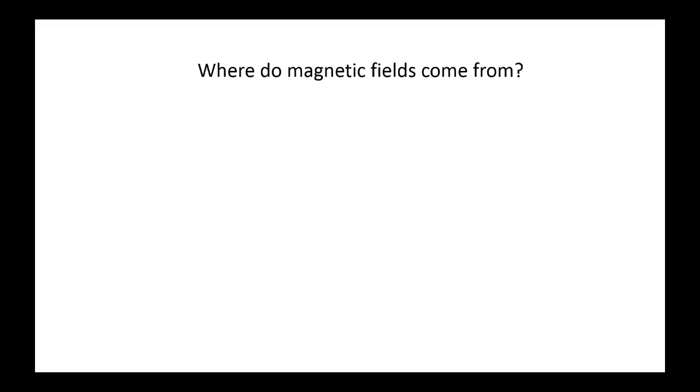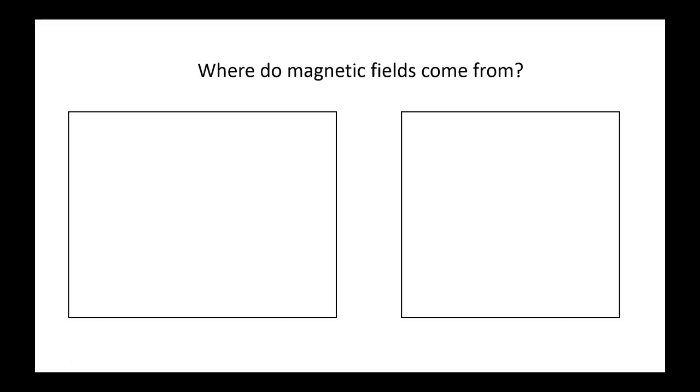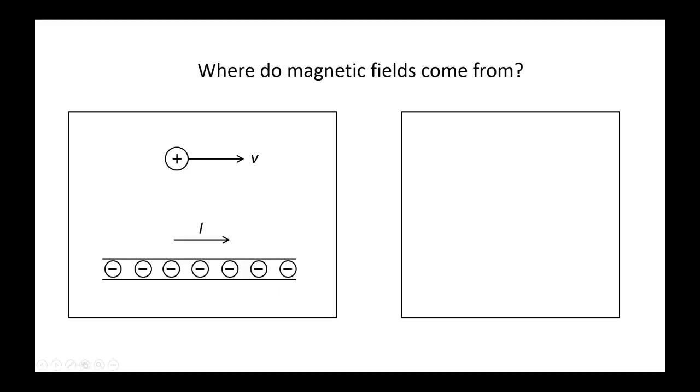So where do these magnetic fields come from? There are two answers to this question. If you take a charge and you send it along a path or cause it to move, then this moving charge produces a magnetic field. The same is true for wires that carry current. These charges are moving, so they produce a magnetic field. What does that field look like? We'll answer that question in a bit.